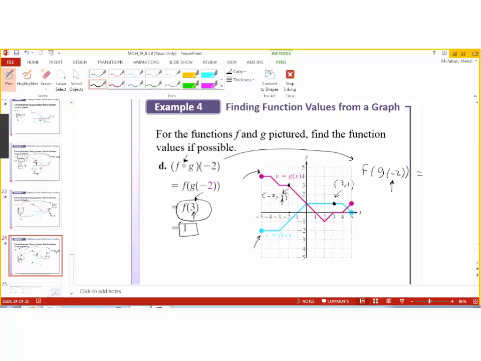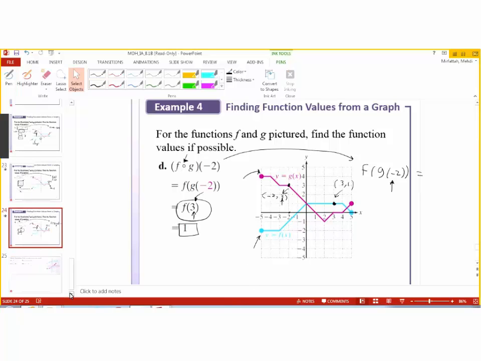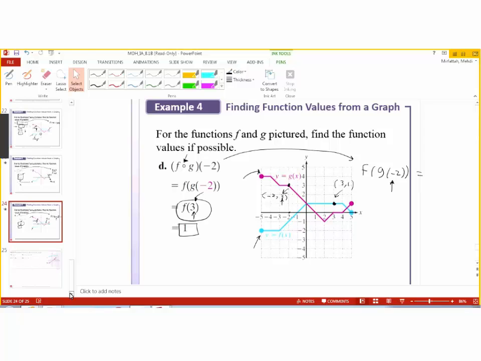Okay, once again, I need to see a check mark in front of your name if you follow this concept here with this example. Check mark, please, everyone.